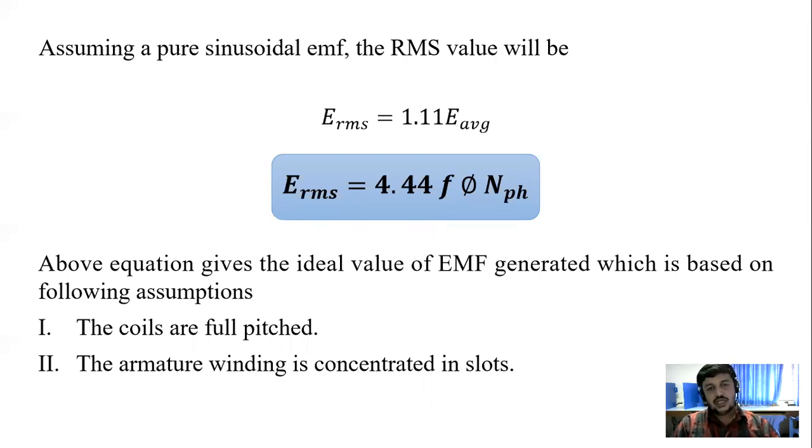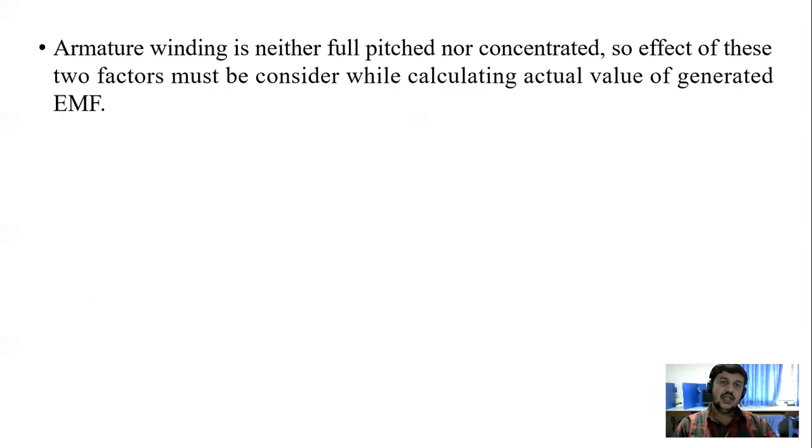But we know that armature coils are neither full pitch nor concentrated, because the armature winding is generally a three-phase distributed AC winding, and the armature coils are generally short pitch coils. That means the coil pitch is less than the pole pitch, or less than 180 degrees electrical. So the armature winding is neither full pitch nor concentrated.